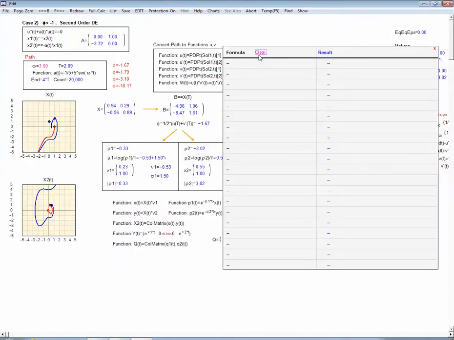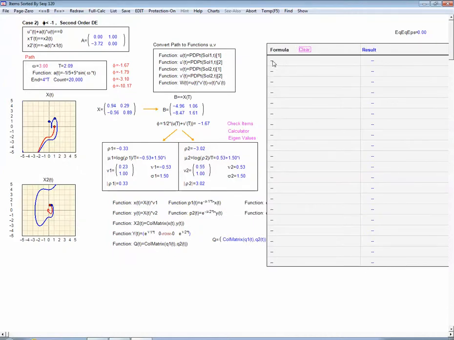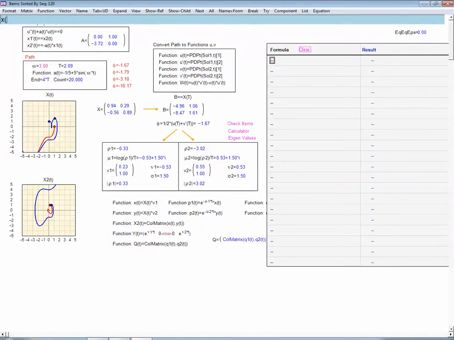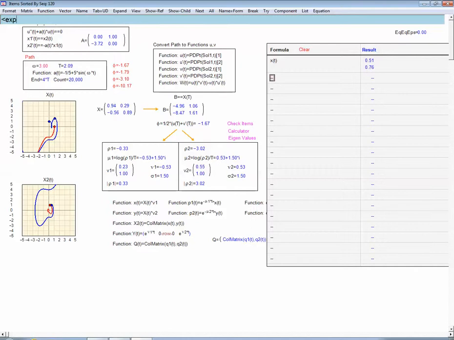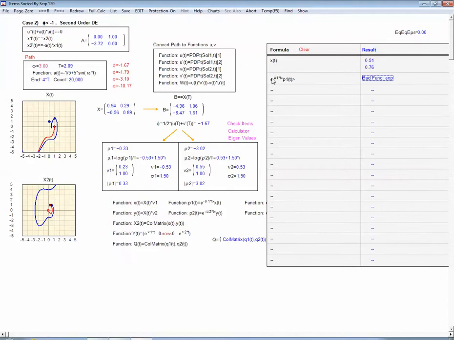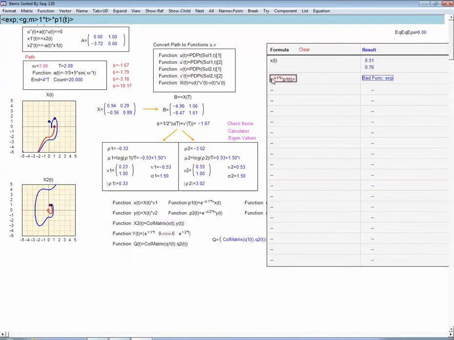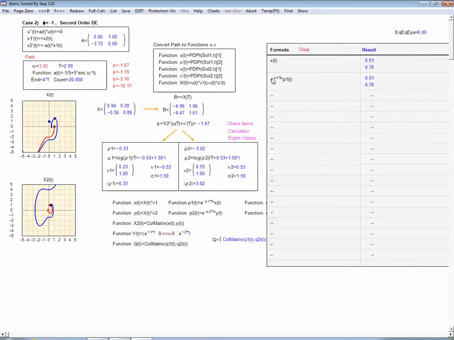Let's go to our calculator. And first of all, we're just going to write down, we're going to do it just for the first one, and the second one is the same idea. X of t can be written as exp of mu1 times t times p1 of t, I think. Okay, these are the same. That's just from the way we defined P1 in terms of x of t.